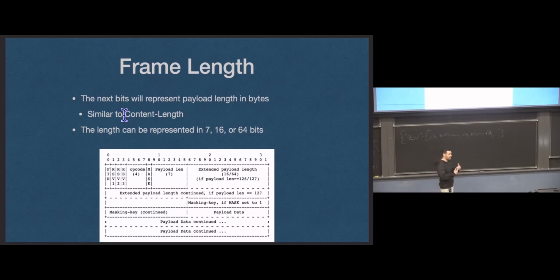If you have too small a content length, you don't get all the content. And if you have too large, there's endless buffering on the client side. The same thing is going to happen with payload length. We need to read the payload length to figure out how many bytes we have to read, and we have to read exactly that many bytes.